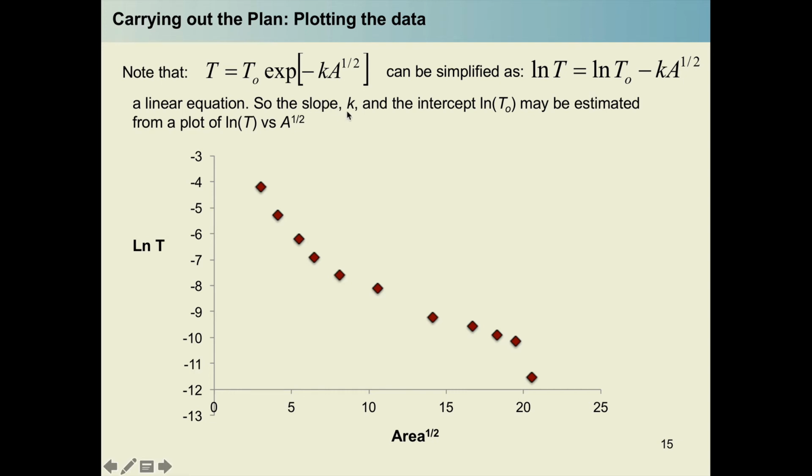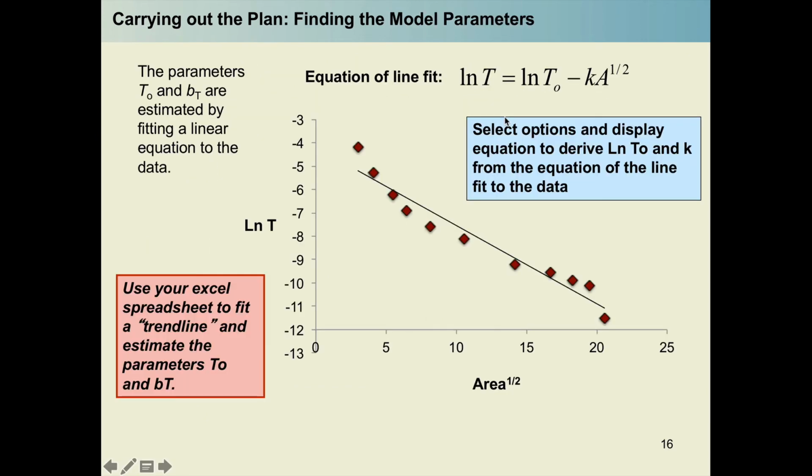So the slope is little k, the intercept is ln t naught, and if you plot ln t versus the square root of area and fit a line to this, you can use the line equation y equals mx plus b to estimate little k and the intercept ln t naught. So when you fit your line, it's going to look something like this. You'll notice it's not a perfect line fit, but for this purpose, it's going to be good enough. So the parameters T naught and B sub t ultimately are estimated by fitting this linear equation to the data.